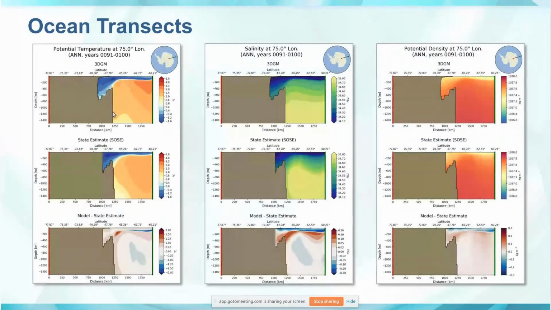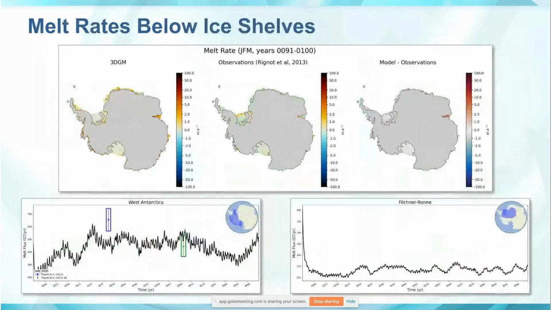We have capabilities of looking at transects through the ocean, which is a vital part of understanding certain types of dynamics, like, for example, this sort of slope front that happens right at the continental shelf break around Antarctica. We can look at different properties, so looking at temperature, salinity, and potential density in this case. We can look at velocity and other properties as well.